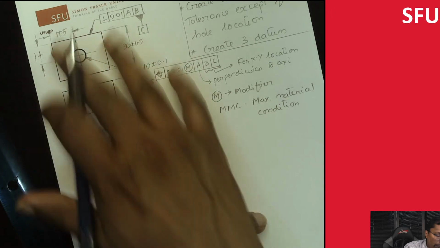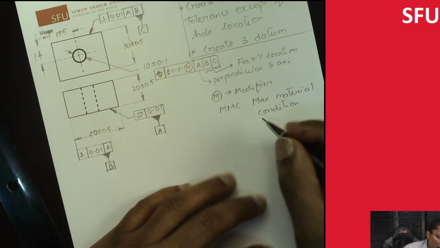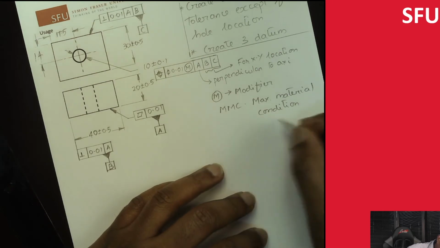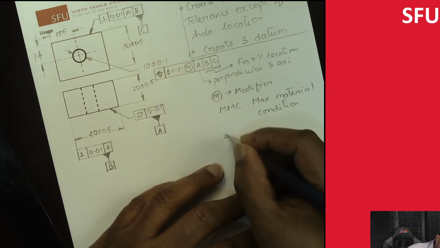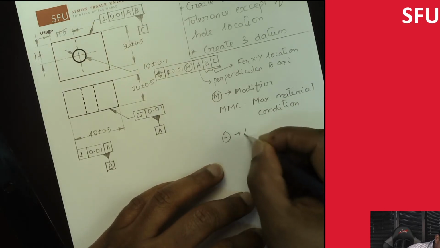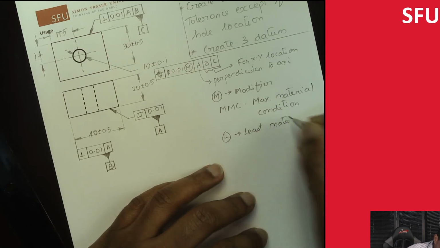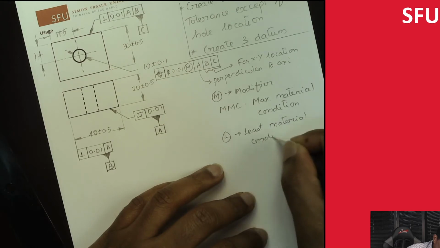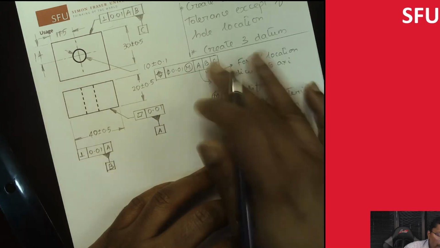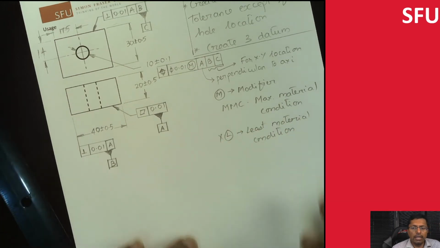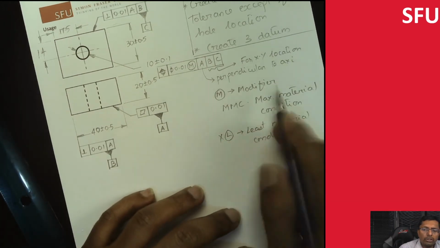So we've done all of these so far. We also have another modifier which is not used here. L is for least material condition. We haven't actually used this modifier over here, so we are not using this here. We'll talk a little bit more about this later on.